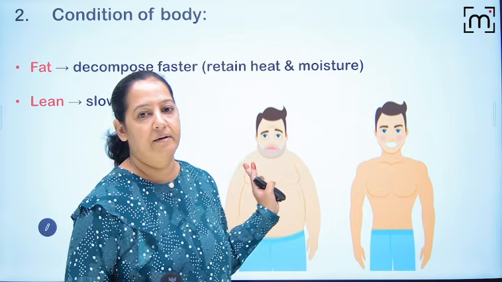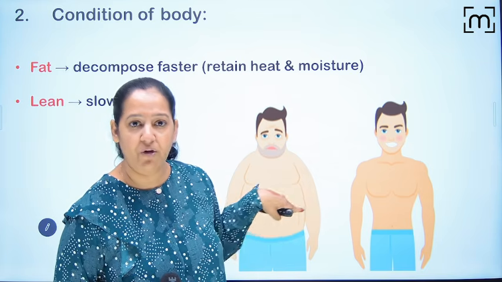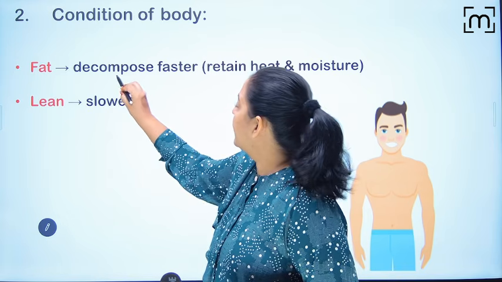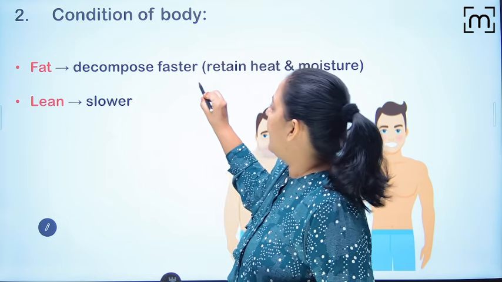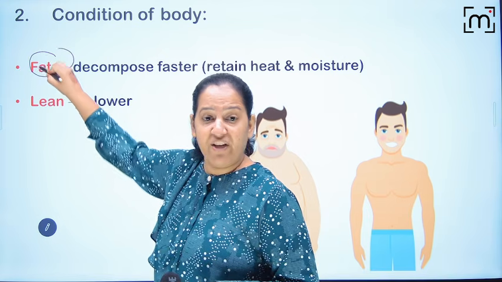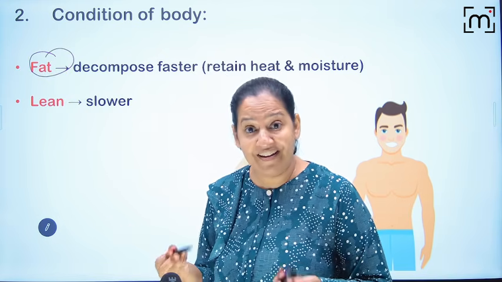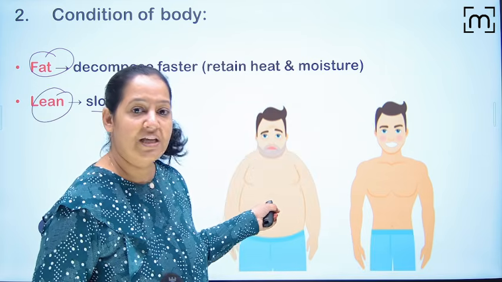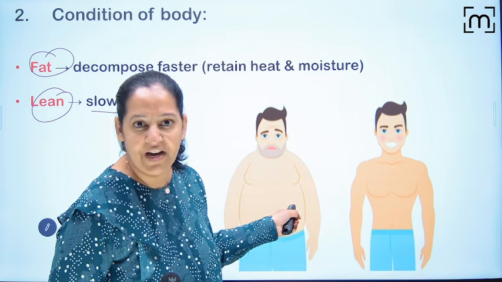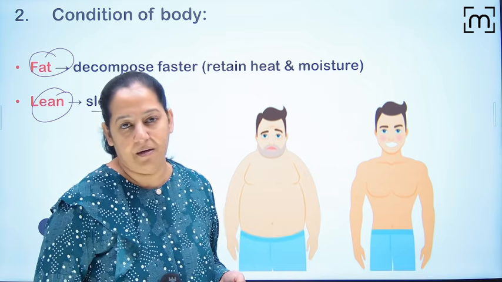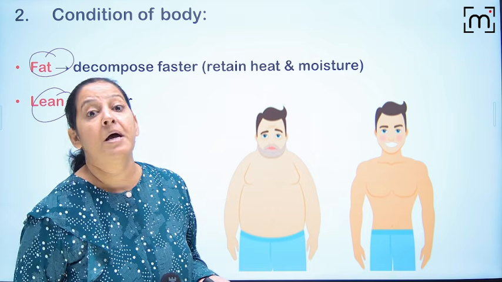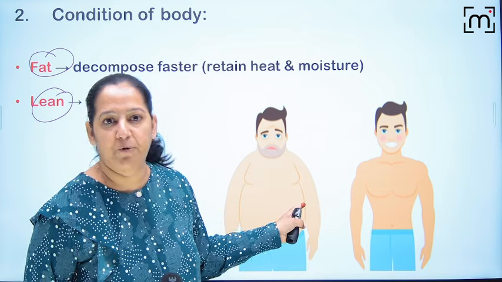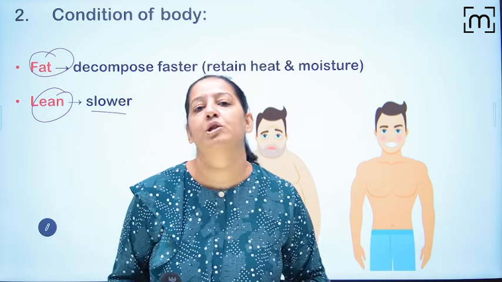What about fat and lean? If both a fat person and a lean person are dead bodies, putrefaction will be fast in which? Fat decomposes faster. Bacteria can decompose the fat very fast, but in a lean body the decomposition is slower. So putrefaction is fast in an obese dead body and slow in the lean dead body. If you understand the concept, you don't forget, because bacteria can digest the fat faster. More fat, faster digestion, fast putrefaction. Less fat, slower putrefaction.